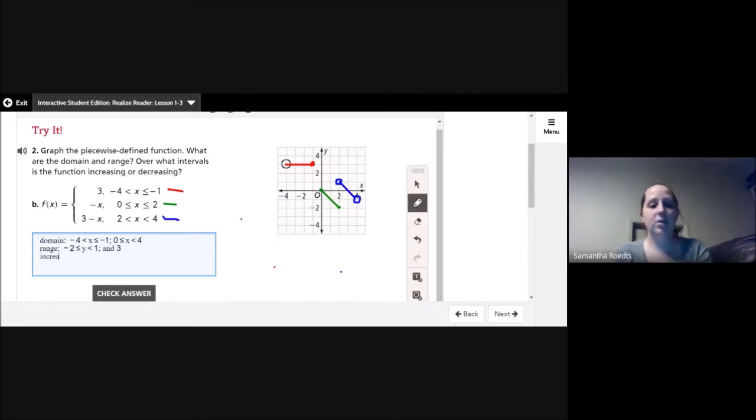Okay, it's increasing nowhere. This isn't an increase. This is just a straight line. So nowhere, and it's decreasing from here to here and from here to here. So it's decreasing from 0 to 2. So 0 less than x less than 2. And from 2 to 4.